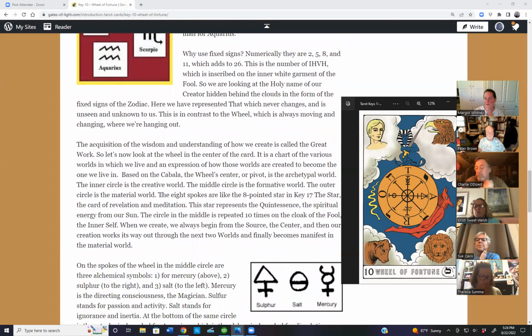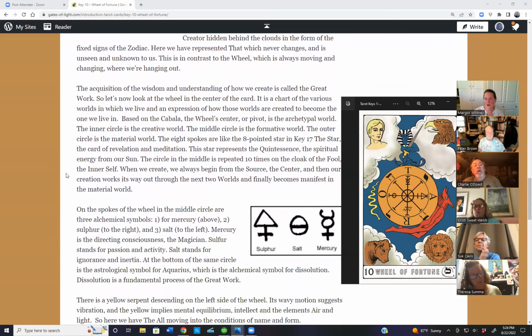So let's now look at the wheel in the center of the card. It is a chart of the various worlds in which we live and an expression of how those worlds are created to become the one we live in. So this is nice, this little chart here. Based on the Kabbalah, the wheel's center or pivot is the archetypal world, right in there. And as you recall, on the tarot tableau, the first row are archetypal symbols. So that would be the magician, the high priestess, the empress, the emperor, the lovers, the chariot, and the hierophant, or the teacher. Those are considered archetypal symbols, sort of the very inner thoughts.